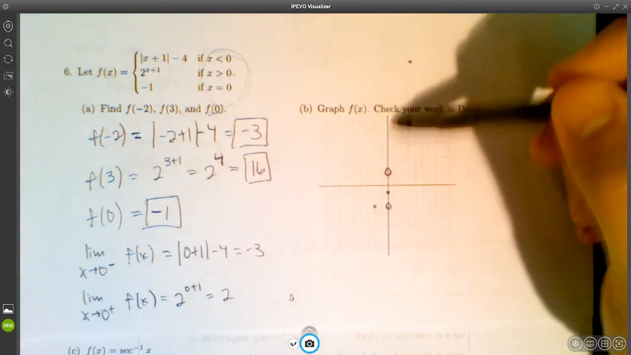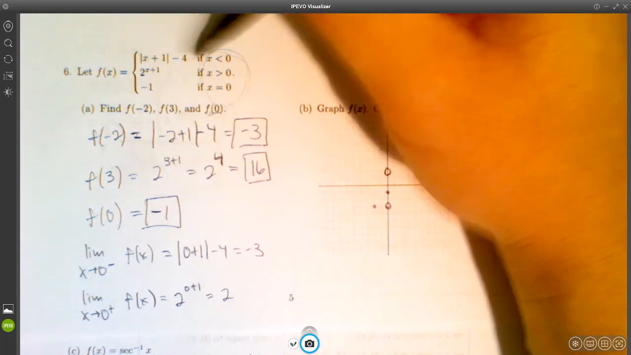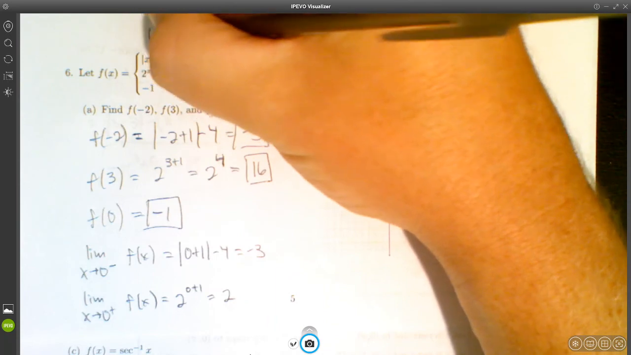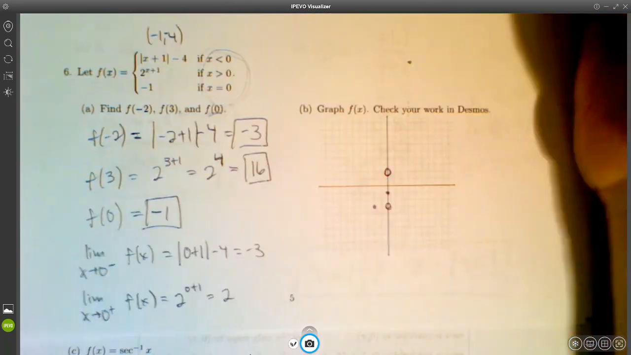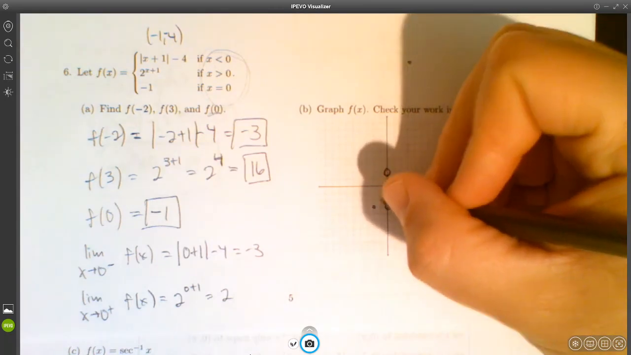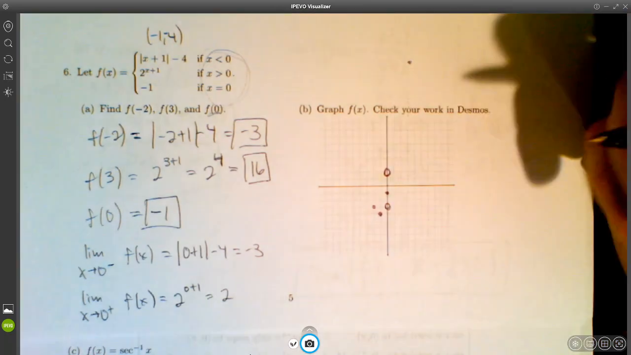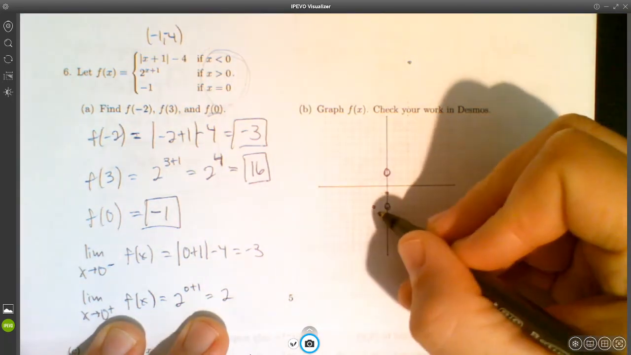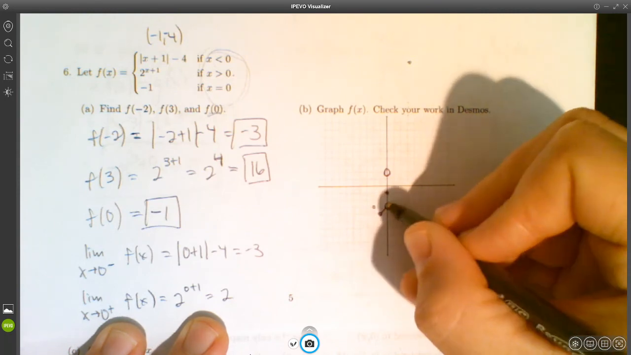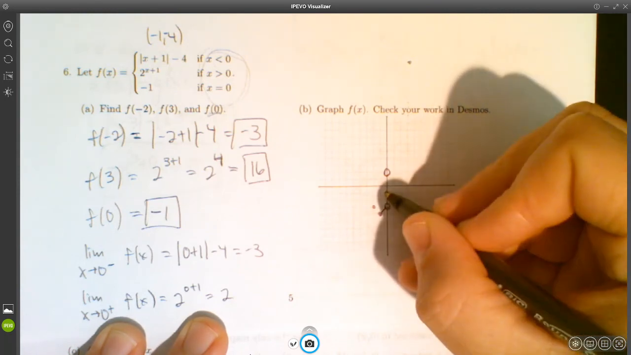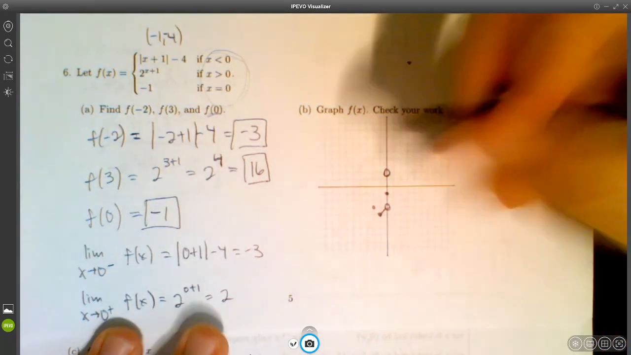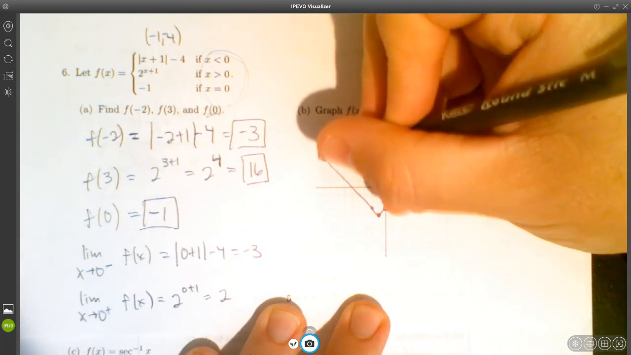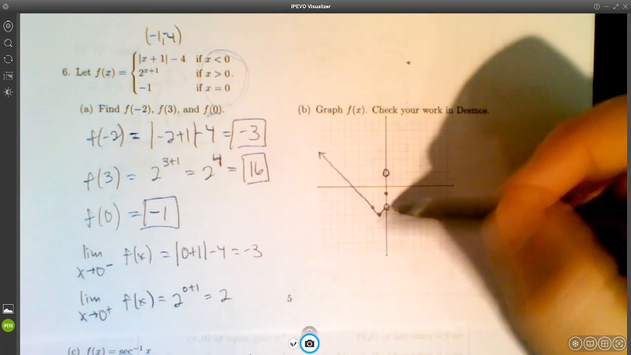So if x is less than 0, so if I'm on this half of the graph, I'm going to be graphing absolute value of x plus 1, minus 4. This is an absolute value function with vertex negative 1, negative 4. So negative 1, 2, 3, 4. There's the vertex. And it's going to go up to this value, but never quite reach it, because right when we get to x equals 0, we change rules. So that's what the left-hand side of the graph looks like. A little backwards check mark.